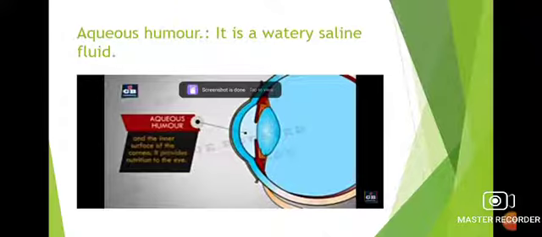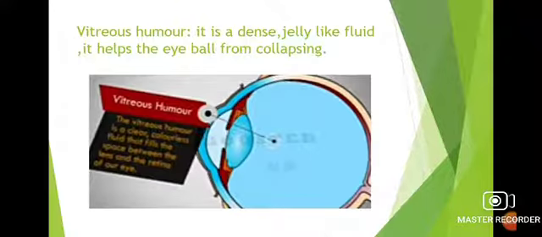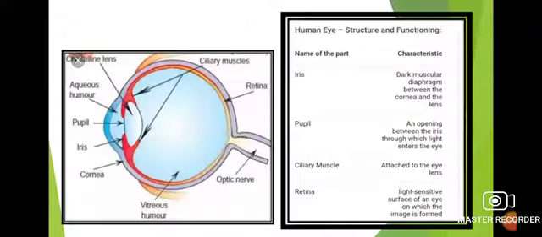The next one is aqueous humor. It is a watery saline fluid. Then vitreous humor. It is a dense jelly-like structure, slightly grey in color. The main function of vitreous humor is that it prevents the eyeball from collapsing, and second, it partially helps in focusing the image clearly on the retina.